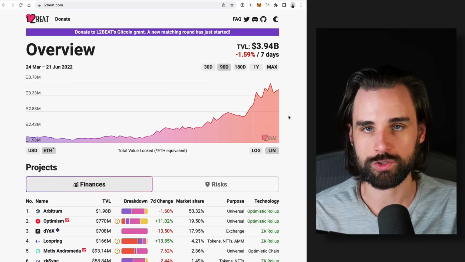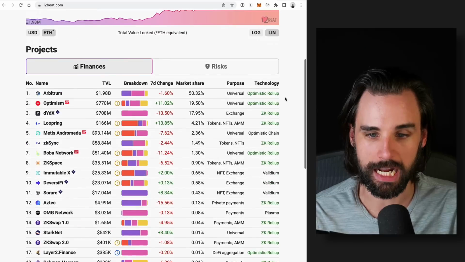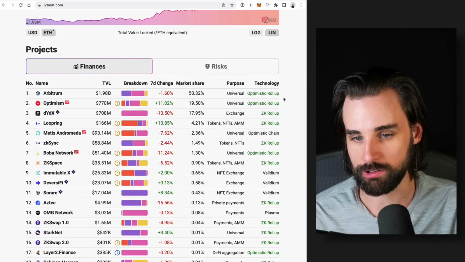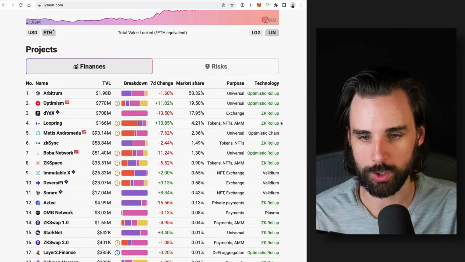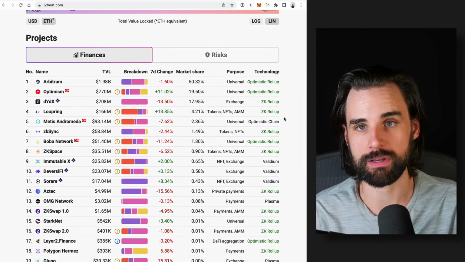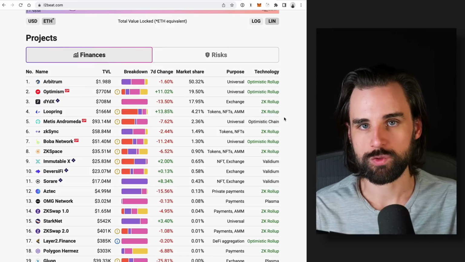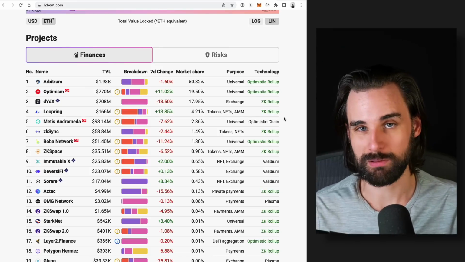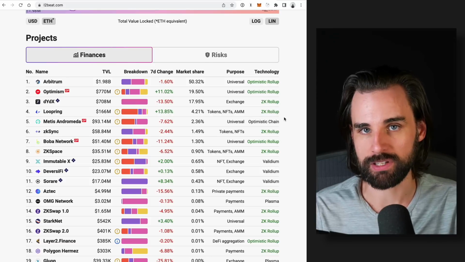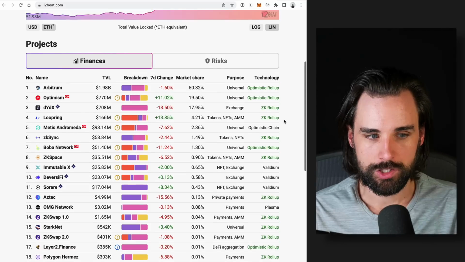Different layer 2 scaling solutions work different ways, but the major food groups that I'm most excited about are the rollup technology, which is what I just described, with optimistic rollups and also ZK rollups. And specifically, I'm excited about the ones that are general purpose, that work kind of like a separate blockchain that's just a blank slate where any developer can write their applications and move them up to the layer 2s to reduce those gas fees.